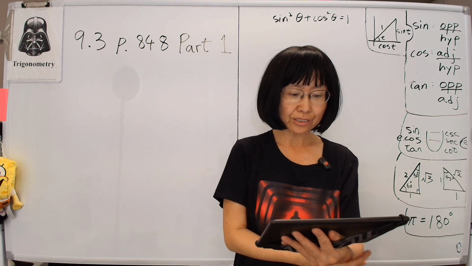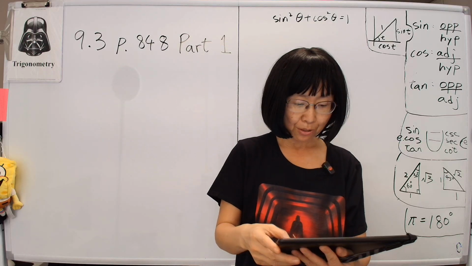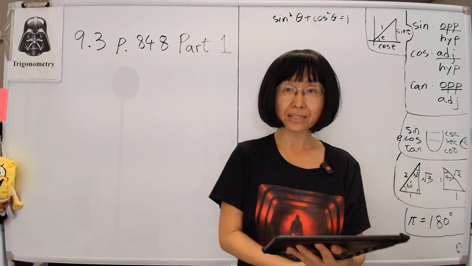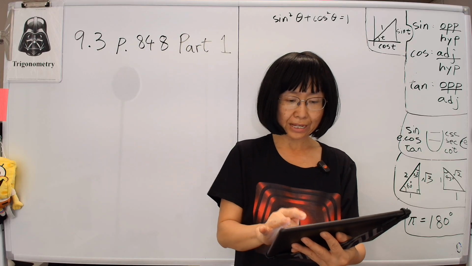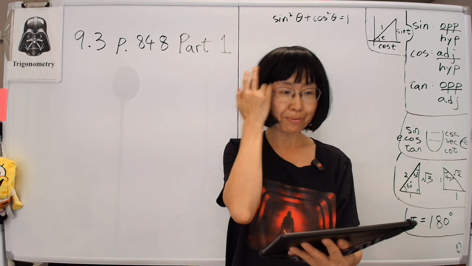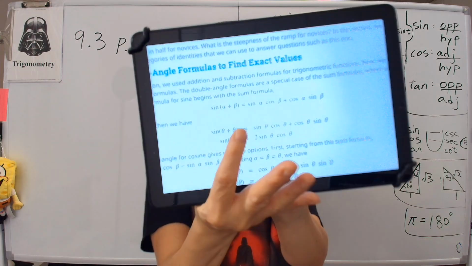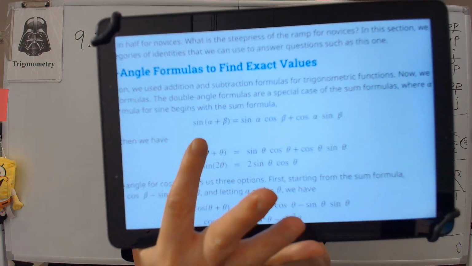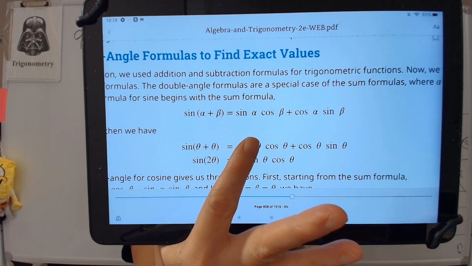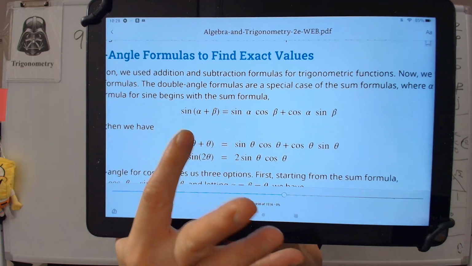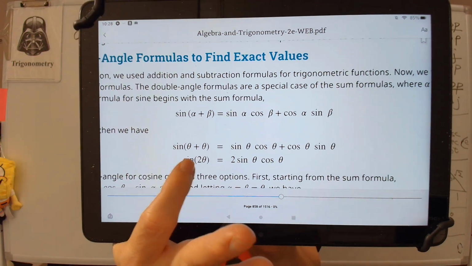Today we are going to look at chapter 9.3, where we will consider various things such as double angle formulas. First, to look at double angle formulas, please look at page 848, where we are reminded of the sum of angle formula, which is sine of alpha plus beta equals sine alpha cosine beta plus cosine alpha sine beta. Now, what if I substitute alpha and beta to be the same thing? Call them both theta.